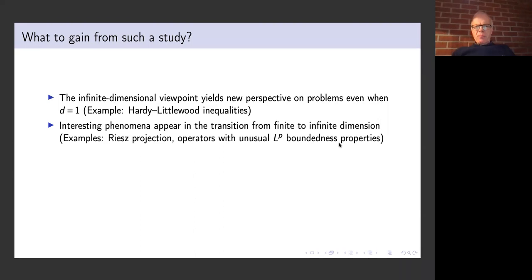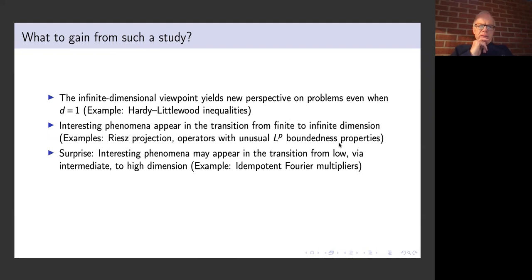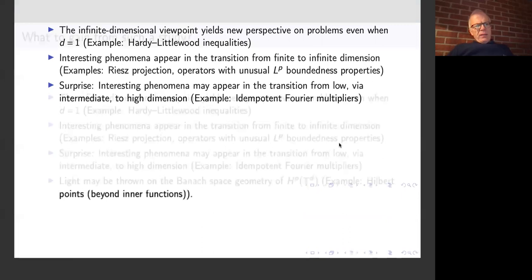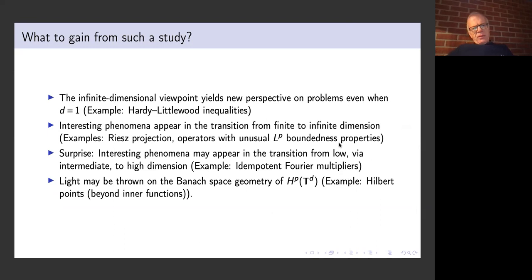And then I would say that there are some interesting, at least to me, surprises: there are actually things going on in the transition from low via intermediate to high dimension. The topic here is idempotent Fourier multipliers. And finally, I will say a few words at the end about a certain variant of this, which I think perhaps may throw some light on the Banach space geometry, something which we call Hilbert points.